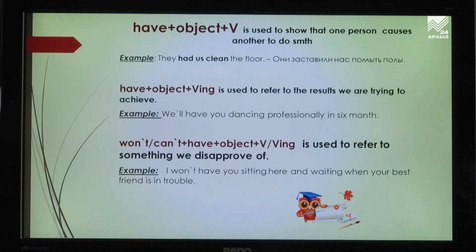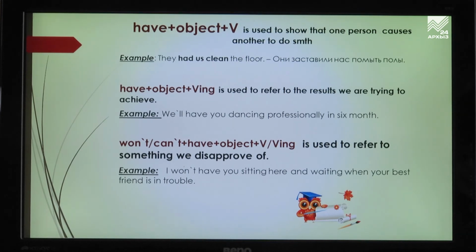Have plus object plus verb. Such a construction is used to show that one person causes another person to do something. Когда вот такую сложную конструкцию используем, когда какой-то человек заставляет другого человека делать что-то. The example: they had us clean the floor. Они заставили нас помыть пол.